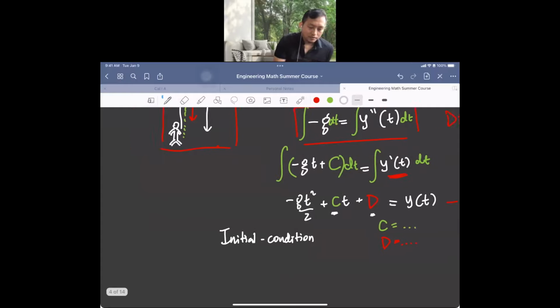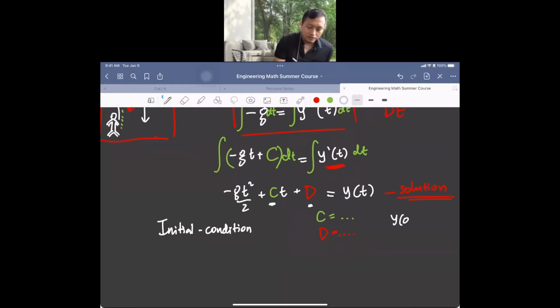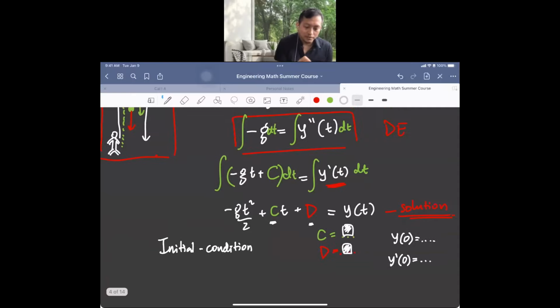So for example, if we know that when y of 0 is equal to something, or when y prime of 0 is equal to something, then we can find these two. Then we just plug in 0 and check the other numbers. So for example, if we check y of 0, then we can find the constant d, and we can find c by checking y prime of 0 in the y prime equation. And that's why we need the initial conditions, to get the exact values for the constants.